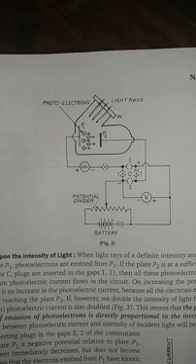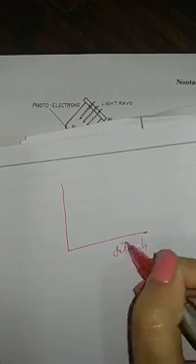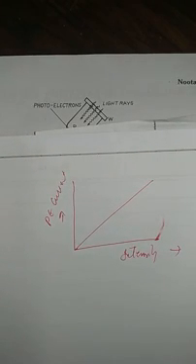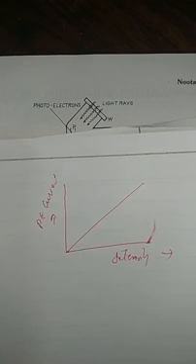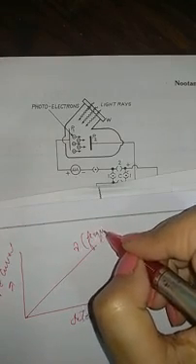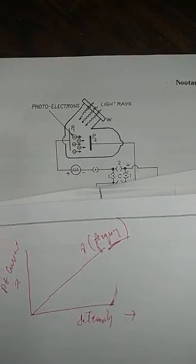Now, if I draw a graph of the dependence of intensity and photoelectric current, the graph will be like this, a straight line. So the maximum kinetic energy of the electron depends upon the potential difference. In this graph, the frequency of the light will be constant.